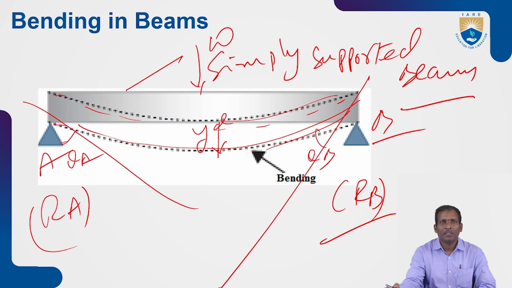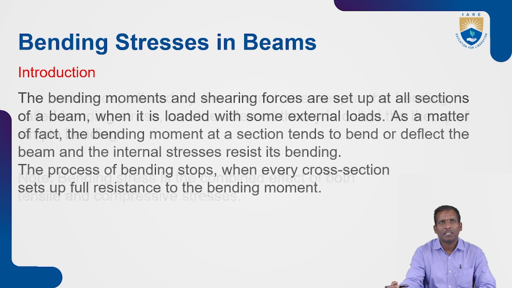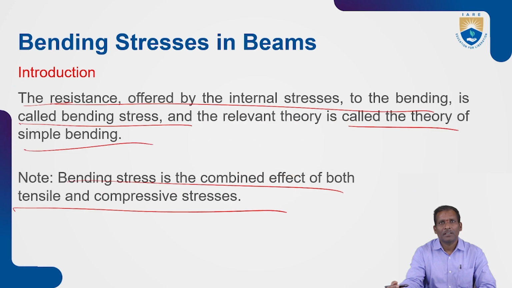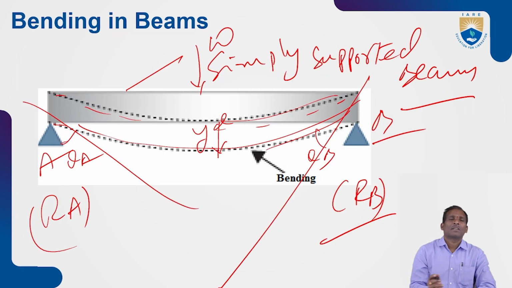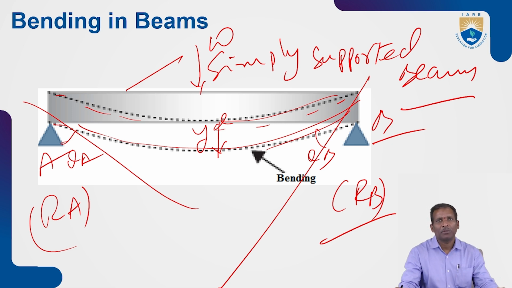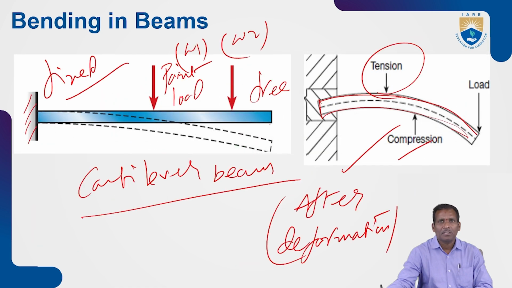In the examination, how to give the answer: first you should write an introduction about bending stresses in beams, then the definition of bending stress, and then draw 2-3 diagrams as examples, with sketches of the bending in beams. You can take any beam, the simply supported beam, cantilever beam or overhanging beam; types of beams we have already studied. Clear? Here you can give any example.